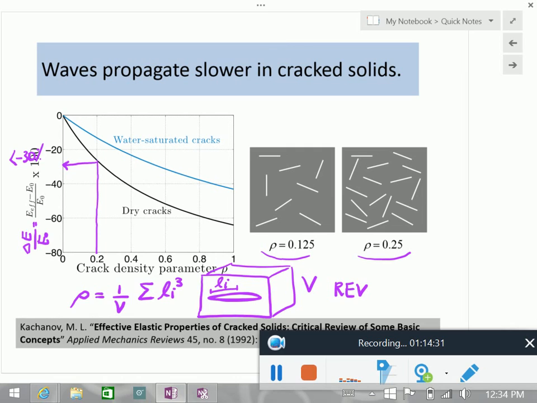I guess we are going over time, so that's where we can stop, I would say. Then we want to look to see how velocity and cracking relate to each other next.